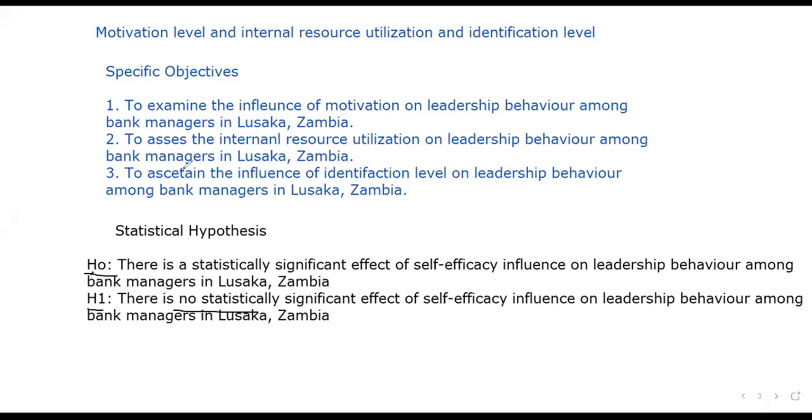So in as much as we would quantify resource utilization, yes. Motivation, not quite. Maybe at identification level, I don't know how it's been brought in the case scenario. Maybe we could quantify that.